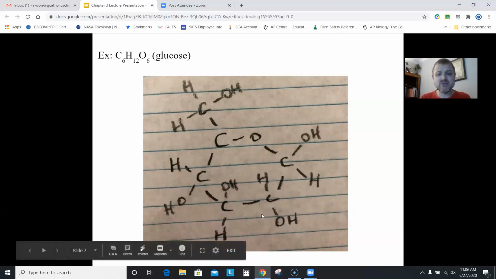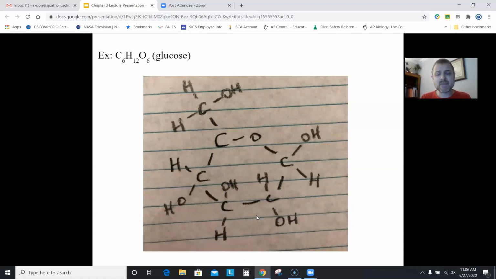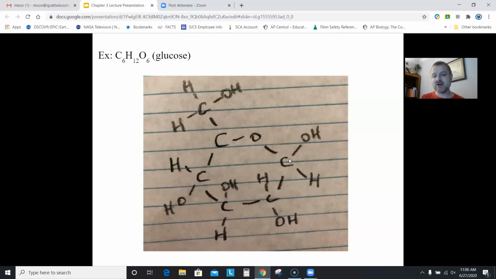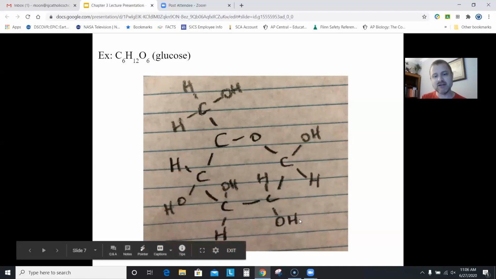One thing to note, there's the idea of what's called free rotation, where the bonds can rotate. On this carbon, the OH group and the H group can be in either order. You could have the OH group pointed down if you wanted to. Why that is, I'll tell you in a minute. But the other ones, you can't. Like this OH group never points upward. It's fixed in that position.